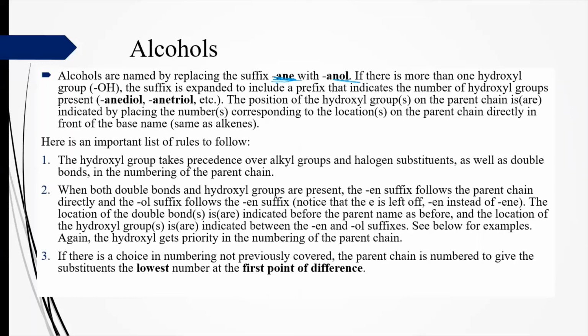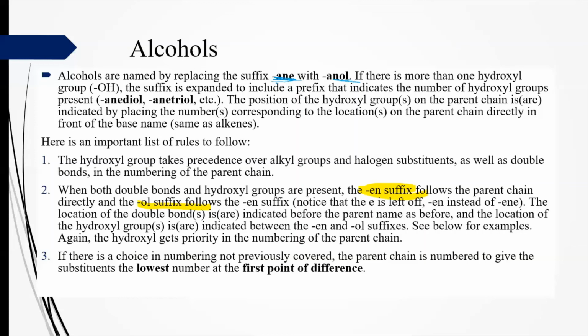Now, if there's more than one, then we can include a prefix to indicate the number. So it'd be a diol or a triol. And then we can show which carbon they're attached to on the chain, using the numbers. So our hydroxyl group basically takes precedence over the alkyl groups and halogen substitutions in the numbering. So we want to get our alcohol group to have the lowest substituent number when you're numbering them. If we have a double bond and a hydroxyl group, so a double bond and an alcohol present, this ene suffix comes right after the chain, and then it's followed by that OL.